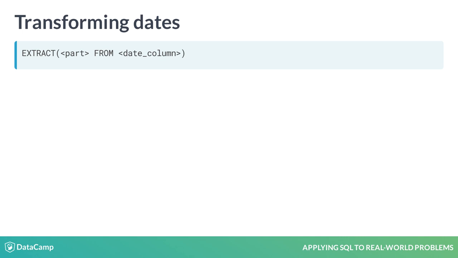When using the extract function, you need to input a command which uses the following syntax. First, you need to provide the date or time part you wish to extract. This is followed by the from command. And finally, the column from which you would like to extract the part from.